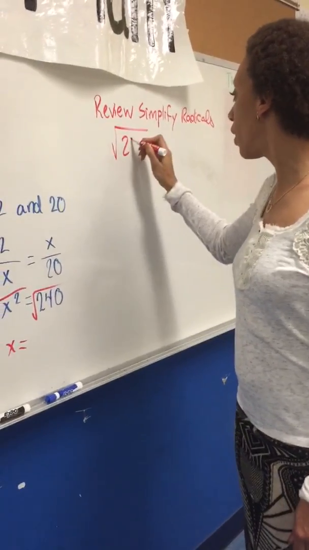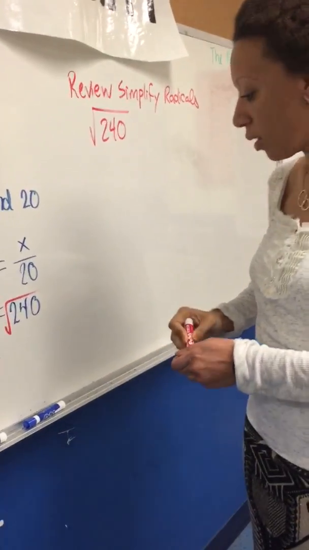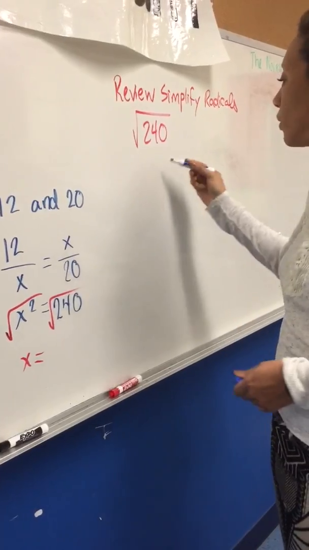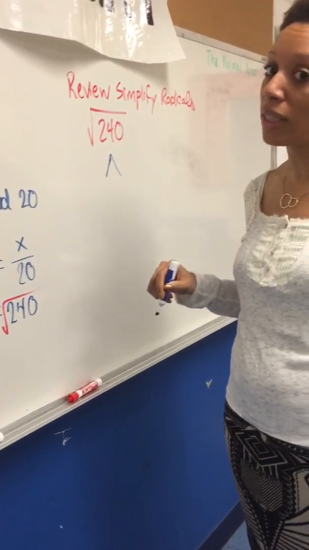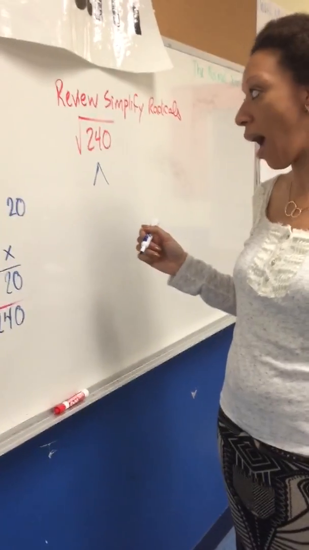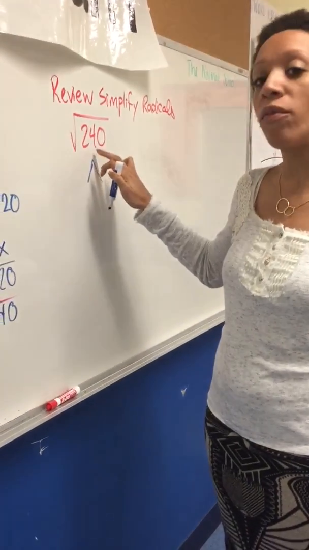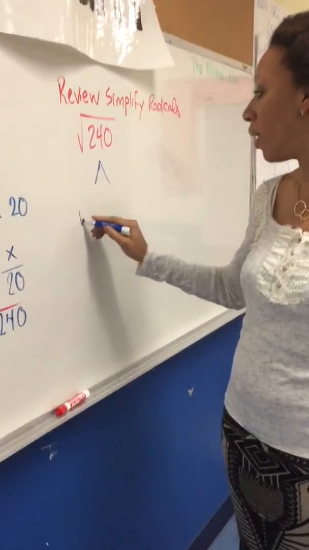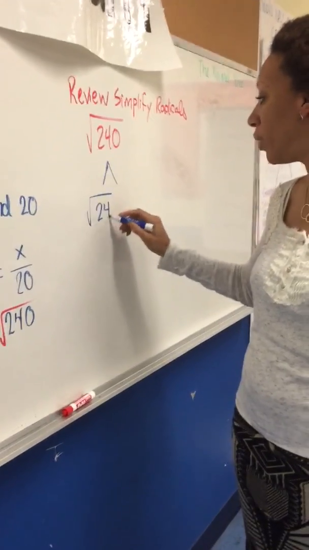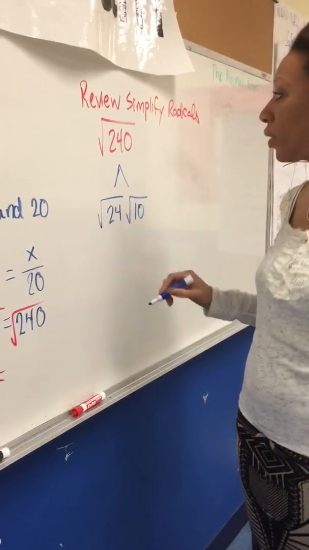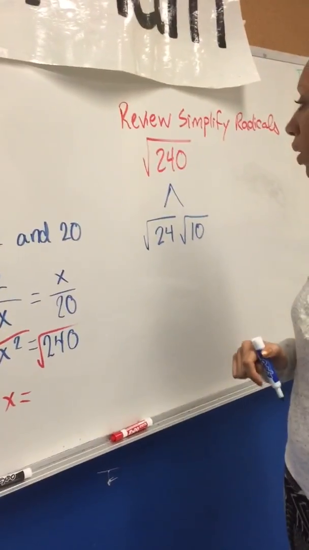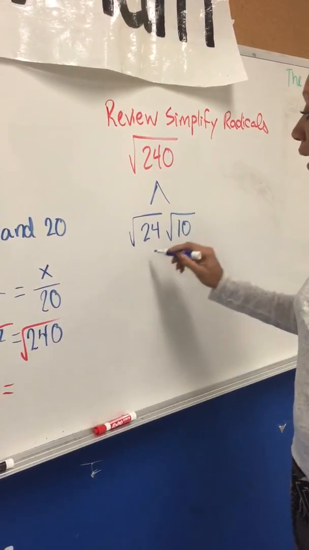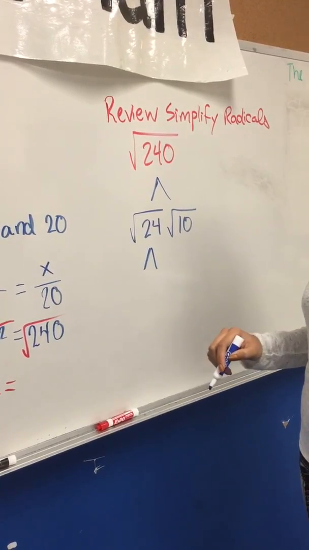So the square root of 240, I want to break this down, hopefully into perfect squares. If I don't know any, then I will get there, I'm sure. So what are some factors of 240? Well, I know 24 times 10 for sure, because I have 24 in the number. 24 times 10 will give me 240. And then I can break this down again, okay?